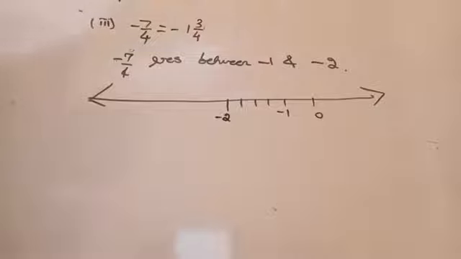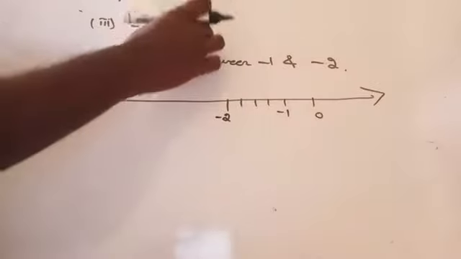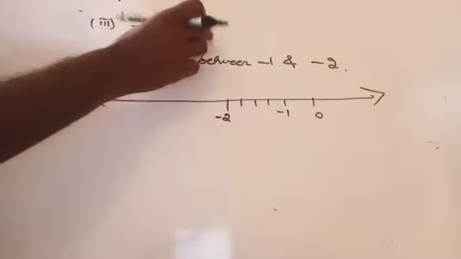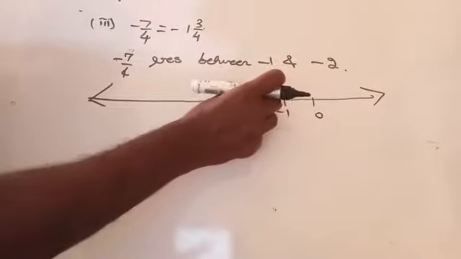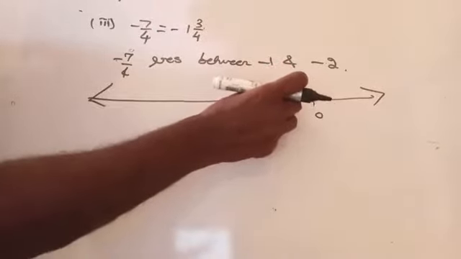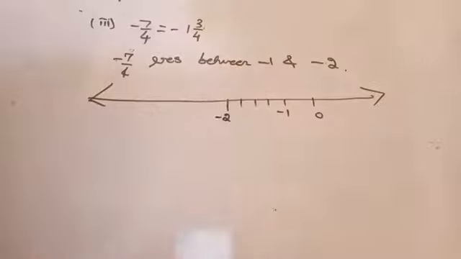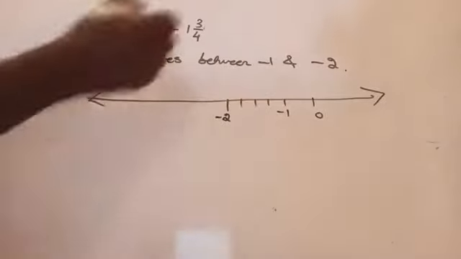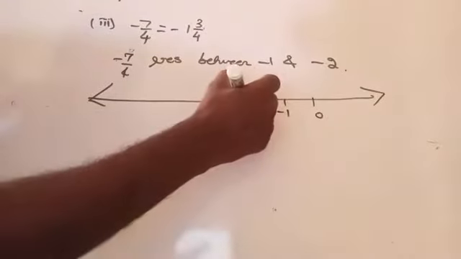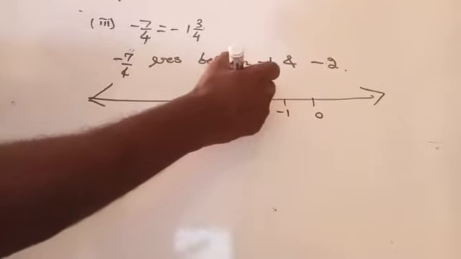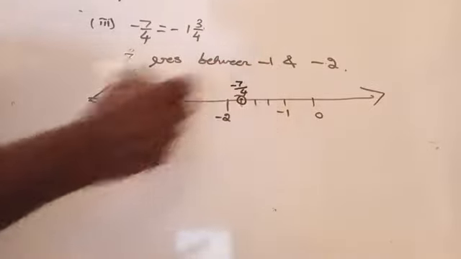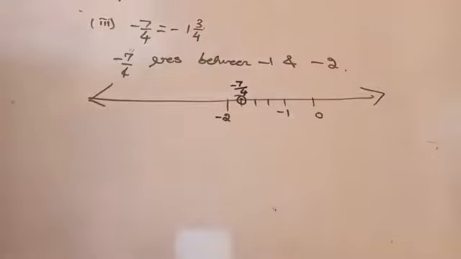So you have to divide into how many parts? 4 parts, because we are having 3 by 4. So the total number of parts will be 4. 1, 2, 3, 4. Am I right here? Now what is that? 3 by 4. So this will be 3 by 4. That is minus 7 by 4. Are you getting the concept?